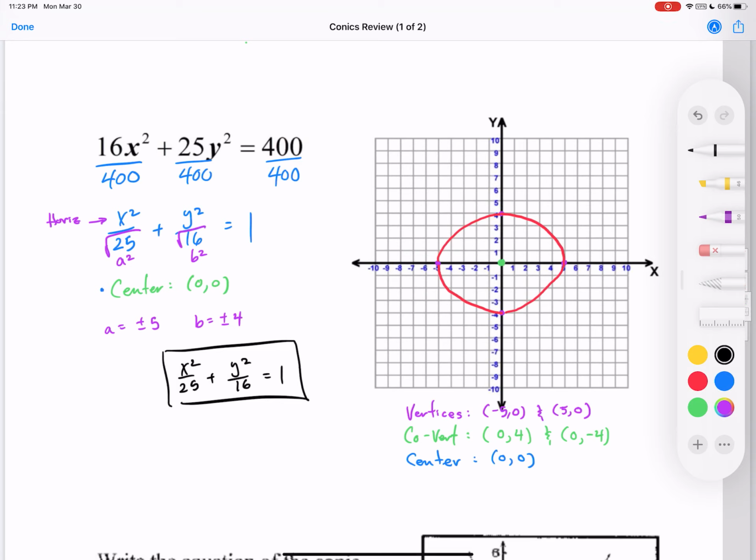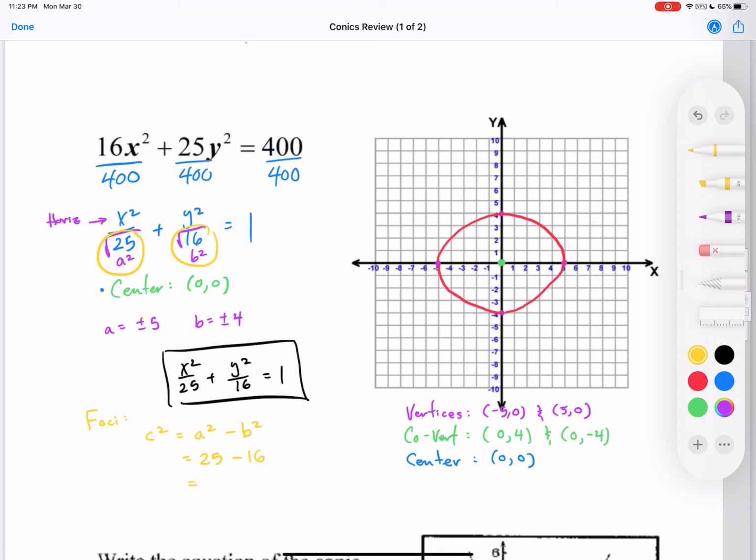And we also want to figure out where my foci are. Again, the foci have a Pythagorean relation. In the hyperbola, it was the Pythagorean theorem, a squared plus b squared. But now, it's going to be a squared minus b squared. So if I take a look at what my a and my b are, my a squared is going to be 25, and our b squared is 16.